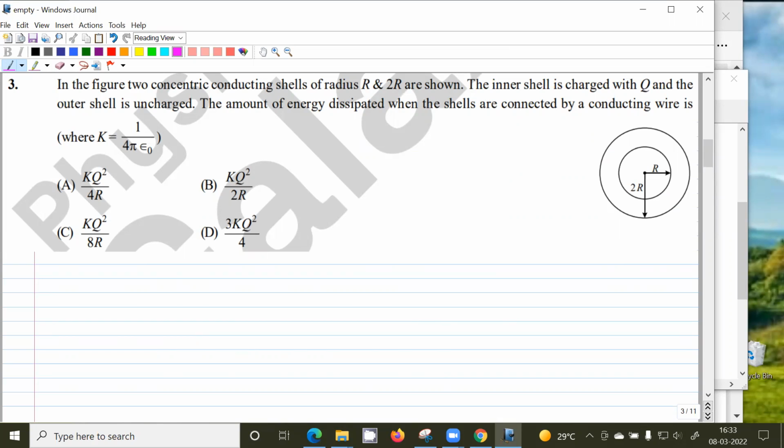Connect these two. After connecting, energy dissipated means initial energy minus final energy. Once you connect it, how will the charge get distributed? Until both the spheres have equal potentials. Q by 3 and 2Q by 3.